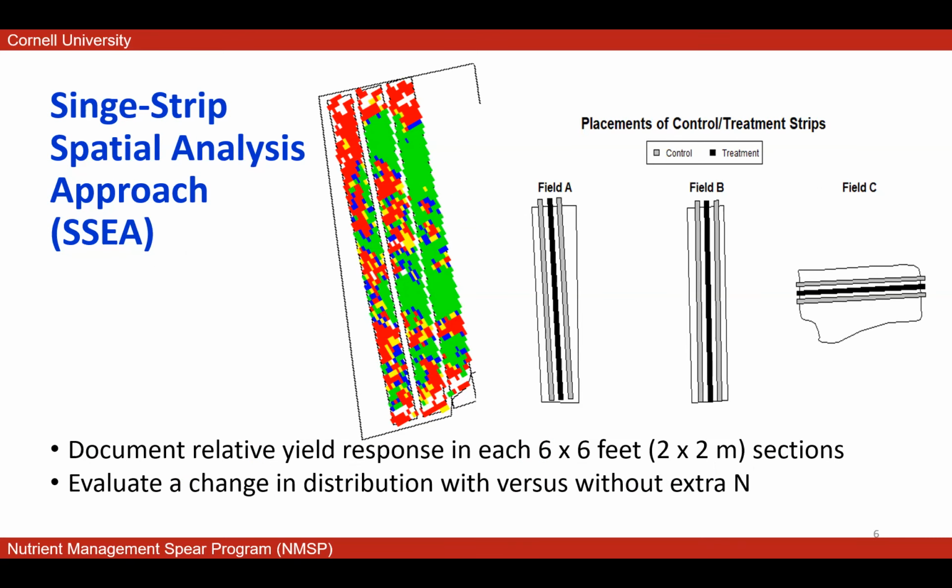The question then became, how do we analyze and determine management per zone? And for that purpose, we developed a new approach. We call it the single strip spatial analysis approach, or the C approach, where we document the relative yield response for each 2 by 2 meter section and evaluate a change in distribution of yield with and without the extra N in our case as the treatment.